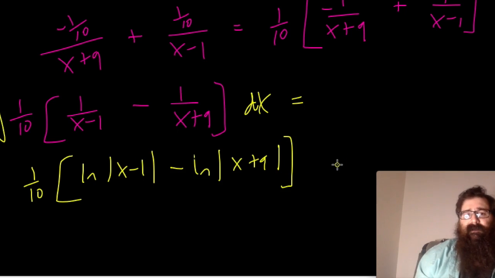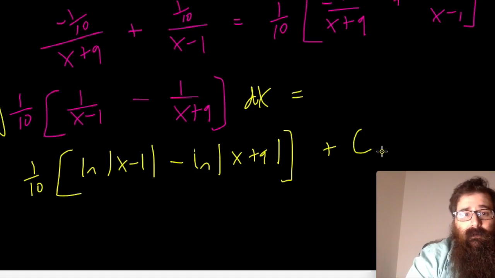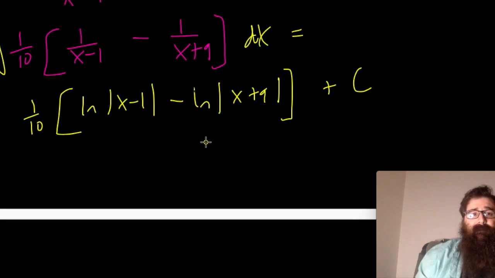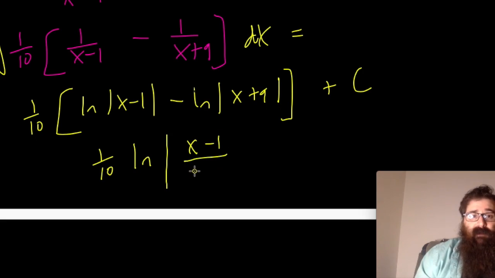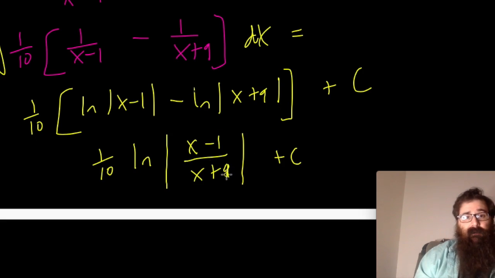And just to clean this up a little bit, we would say plus a constant C, but I am going to be working with a bounded integral. But just to clean this up a little bit further, I'm going to use a nice log property to write this as one log function. I can say the difference of two logs is the log of its quotient. So here I'll say 1/10 and then natural log of x minus 1 divided by x plus 9. And then plus an arbitrary constant, but I won't need it since I have a bounded integral.